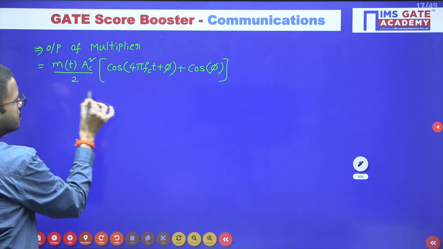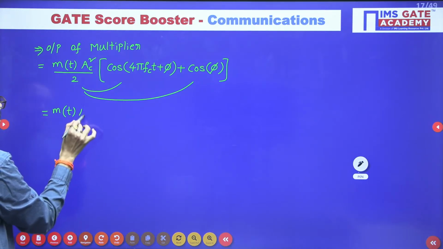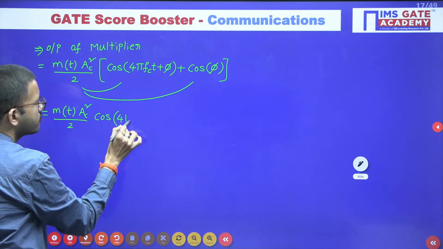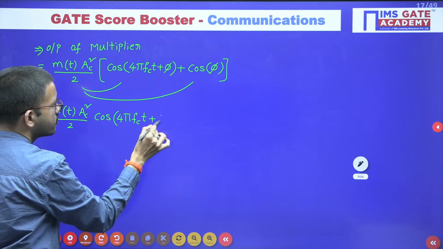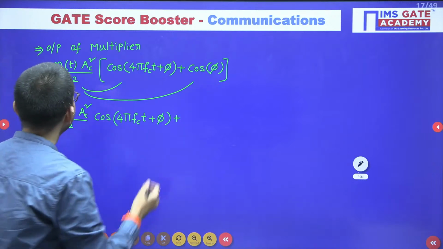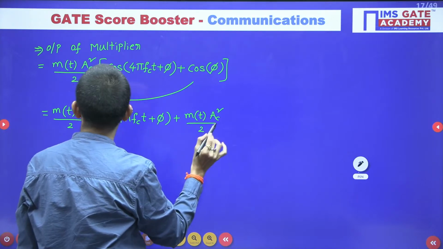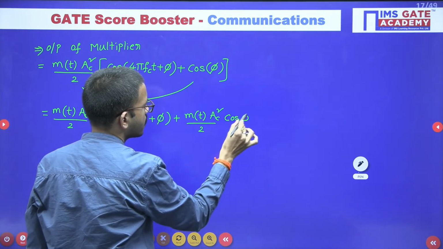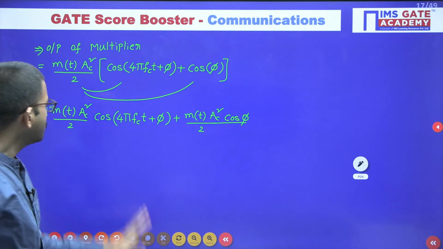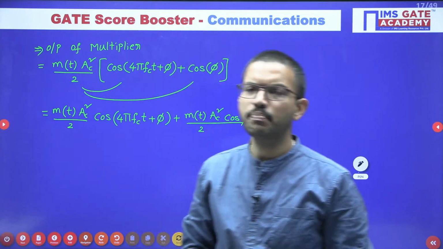Now multiply this term with these two. So m of t AC square by 2 into cos(4 pi fct plus phi), plus, once again multiply this term with the second, m of t AC square by 2 into cos phi. That is, m of t AC square into cos phi divided by 2. Now just observe these two terms. These two terms you are going to get at the output of the multiplier.